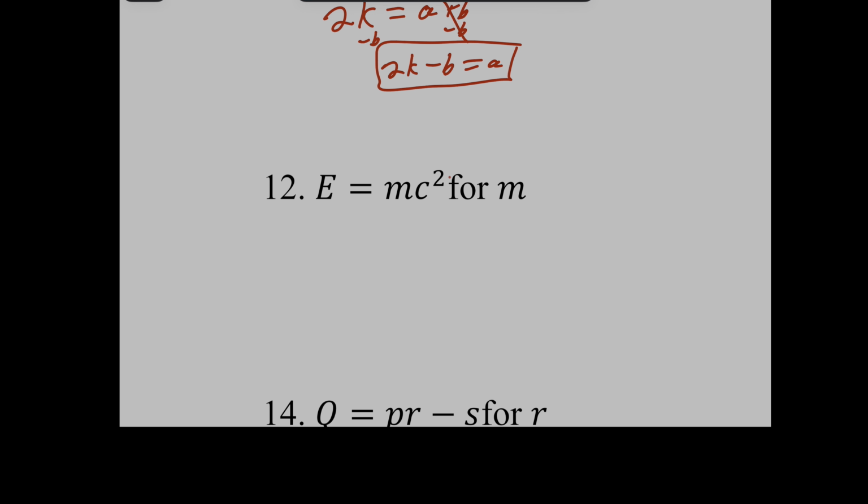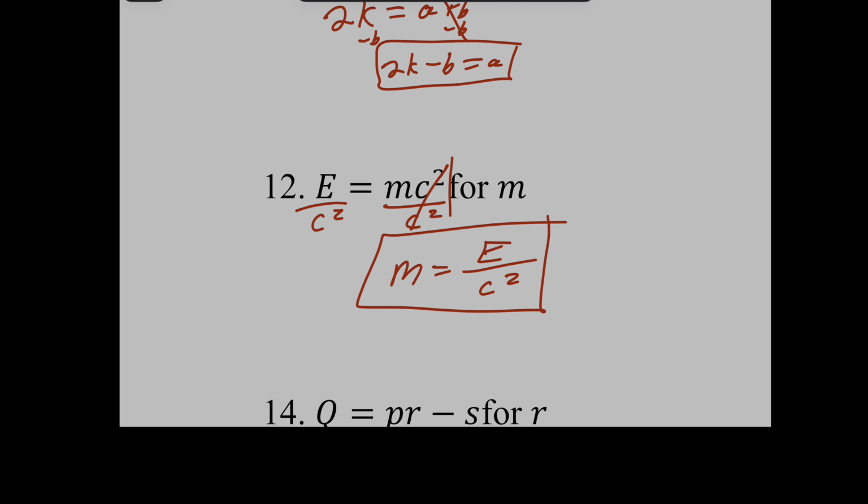E equals mc squared. Ooh, that's a famous one. Oh man, we haven't even talked about square roots yet. Well, you're going to have to just trust me on this one, okay? Actually, we don't even have to do a square root on this one. It's kind of cool. The c squared is multiplying the m. So all I need to do is divide by the c squared. They cancel out, and what does my m equal? E over c squared. Boom, that's all you have to do.